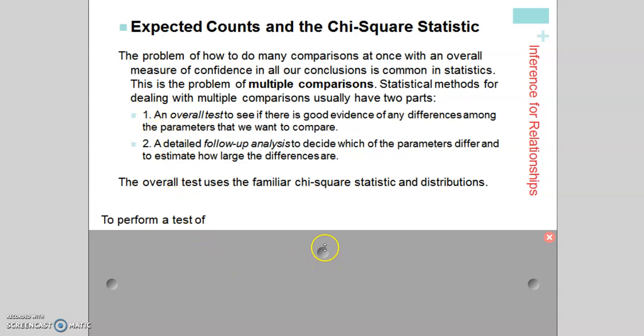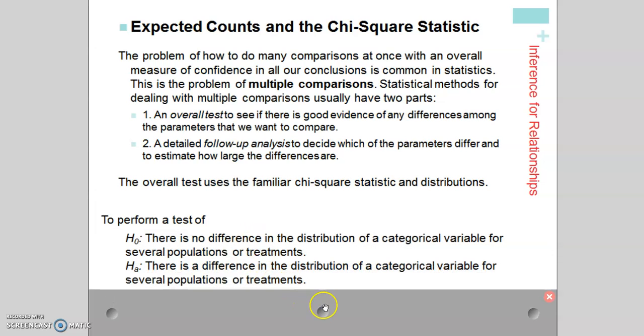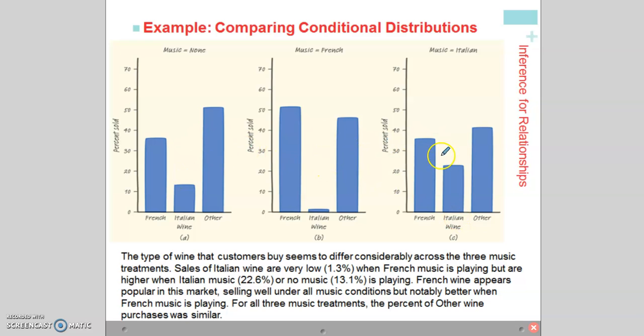To perform this test, we're going to use hypotheses, a null hypothesis and an alternative. The null hypothesis is that there is no difference in the distribution of a categorical variable for several populations or treatments. And then the alternative is that there is a difference in the distribution of a categorical variable for several populations or treatments. So the null hypothesis would be that these 3 distributions are actually coming from 3 distributions that are the same. The alternative is that the populations these come from are actually not the same.